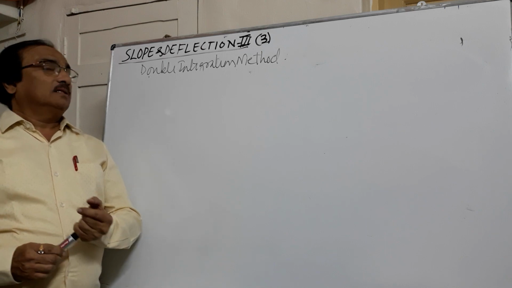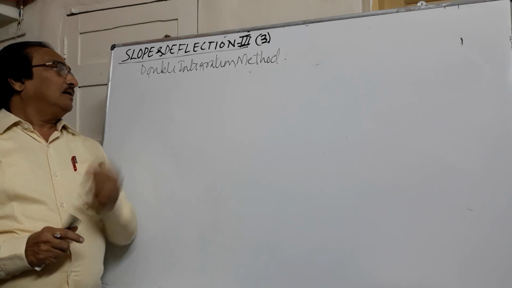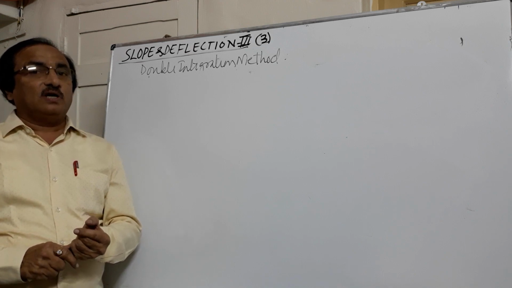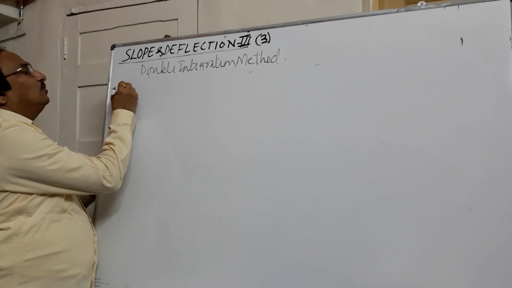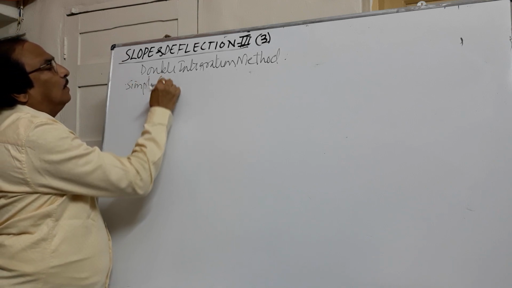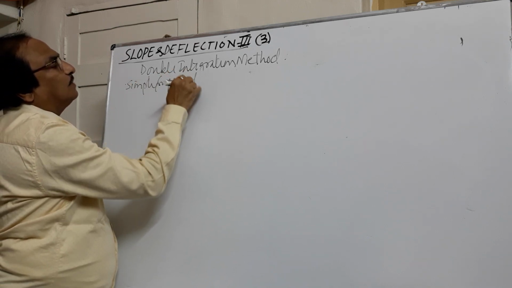We are seeing the slope and deflection, and we had used the double integration method for finding out the slope and deflection for cantilever beam. In this video, we will see simply supported beams.